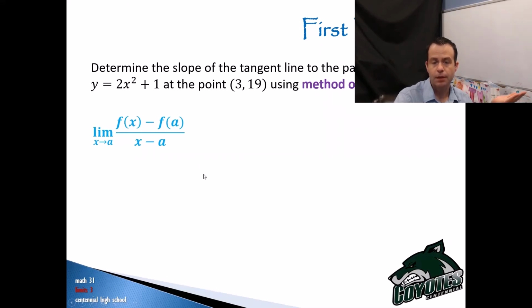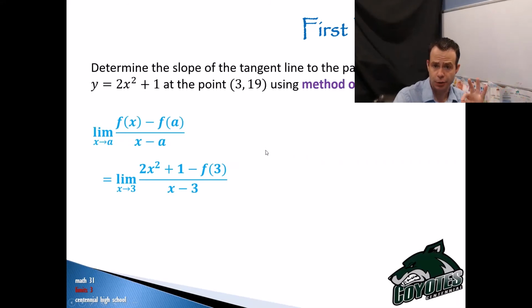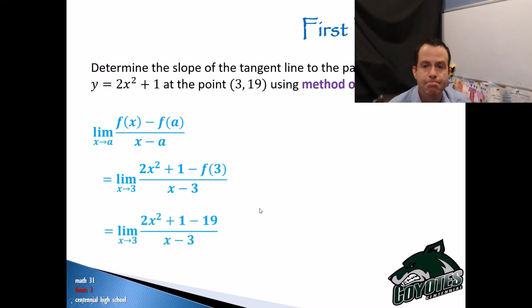So I plug all that in. F of x, 2x squared plus 1, minus f of a, which is f of 3, which is going to be 19. I just wanted to show you where I was getting that. All over x minus a, which is 3. Now I'm going to replace f of 3 with my 19. And I'm approaching a, so now the limit is approaching 3. So this becomes 2x squared minus 18.